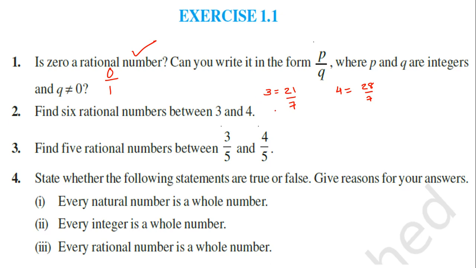Multiplying by 10 also you can do. For example, 3 times 10 by 10 means 30 by 10. And 4 you can write as 40 by 10. Now between 30 by 10 and 40 by 10: 31 by 10, 32 by 10, 33 by 10, 34 by 10, 35, up to 36, 37, 38, 39 by 10. It is like that. Means you have to multiply such numbers by some number so that you can write them in fraction form.